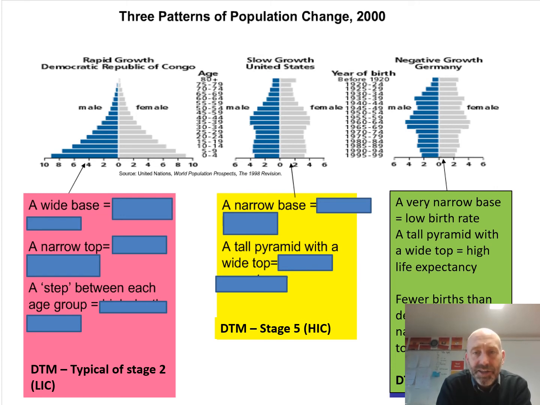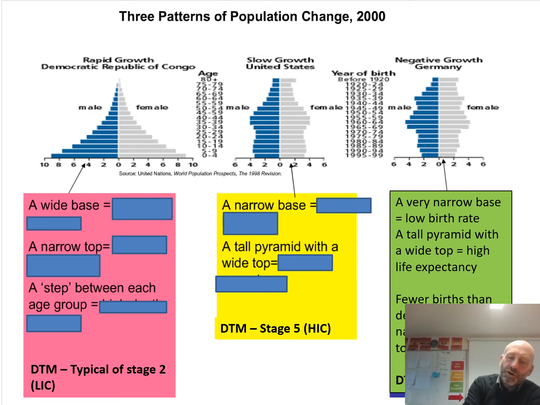And then look at the middle one. There's a slight error on that one. It should say DTM stage 4, and that's a high income country. And then add the information for the last one, which shows a country typical of stage 5. So remember, that was declining population, so Japan or Germany. Okay, just pause the video so you can complete that task.